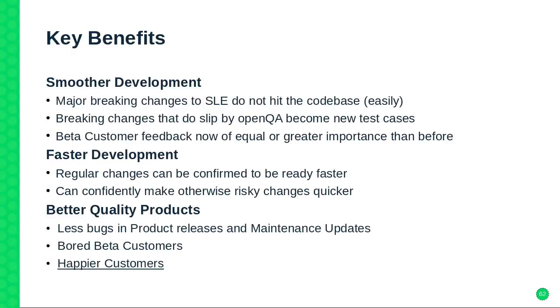So the main benefits that we're seeing, doing this for the last few years, is major breaking changes just aren't hitting the SLE code base easily anymore. Staging catches them. If staging doesn't catch them, validation catches them. If that doesn't catch it, it's going to get there in the end. So it's very, very hard to get a major issue appearing in there. The ones that do get in there, because it's not perfect, become the new test cases. So ideally, we only make the same mistake once.